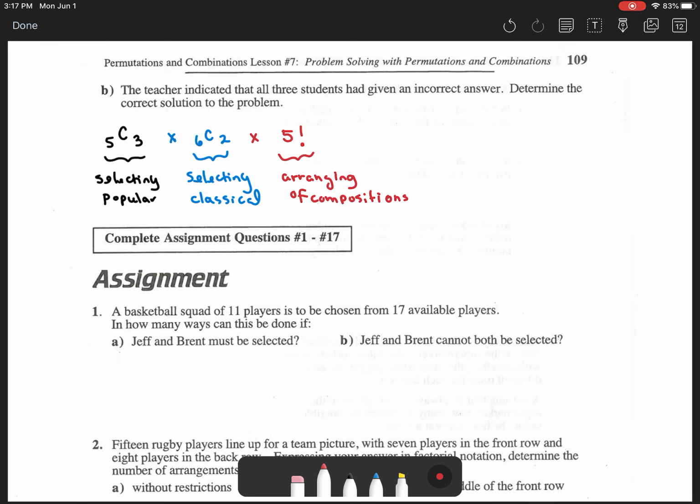We choose, so combinations for the first group, combinations for the second group, then I take the total number of elements or things that I have and then I order them. So all that's left to do now is do this on my calculator. So we're going to go 5 choose 3, times 6 choose 2, times 5 factorial, 120, and you will get that there are 18,000 different programs that are possible.